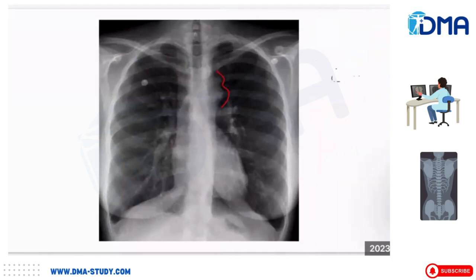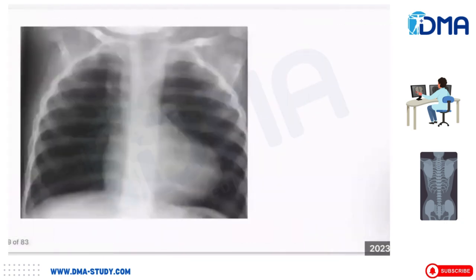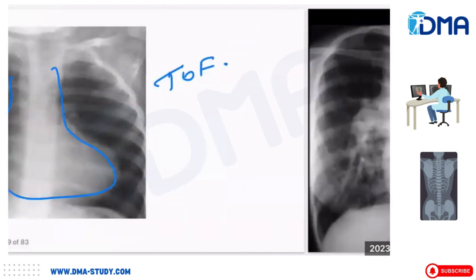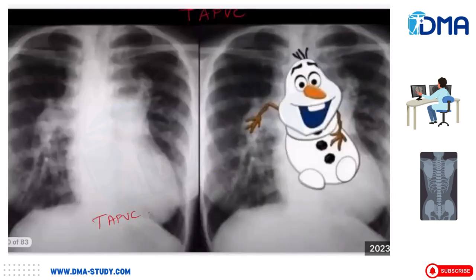Three sign. Where do you see it? This three sign you see in coarctation of aorta. Then the root sign. Where do you see the root sign? You see it in tetralogy of Fallot. Then snowman sign. You see it in total anomalous pulmonary venous connection. Exactly. That is where you see it.